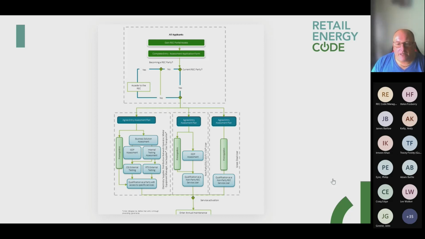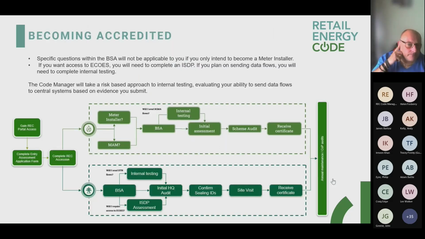Now, the annual maintenance, just for those that aren't aware, has to be done on the anniversary. So it has to be completed on the anniversary of you acceding to the REC. In effect, they will ask you for certain data to be published and sent to you, so that you can return it to ensure your ongoing compliance. Okay. If you go onto the next slide, David, please.